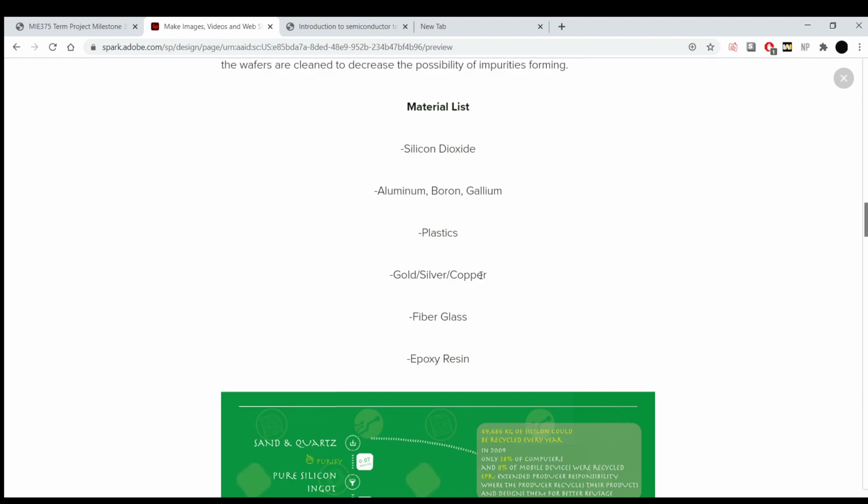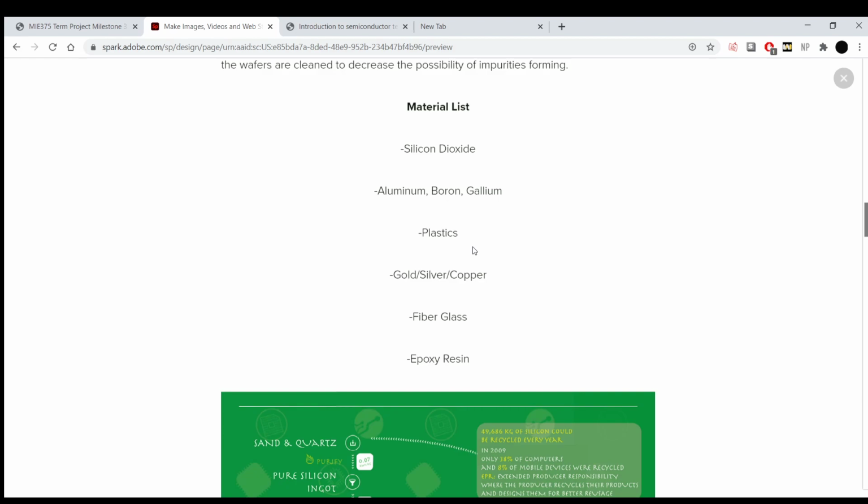Gold, silver, copper, they're important because they serve as the conductive wires for our circuits on top of the semiconductor. Why gold, silver, and copper and not some other material? Well, because these are very conductive metals, and even though they're expensive, the efficiency is important here. So gold, silver, and copper serve better than some metal like iron or aluminum or steel or any other metal.